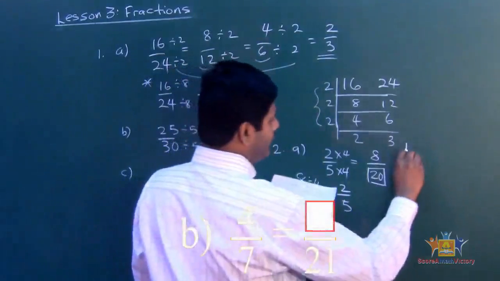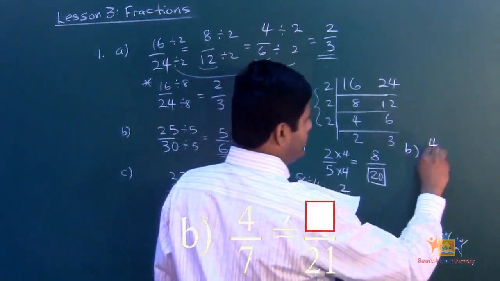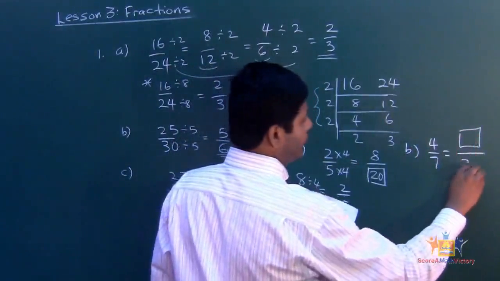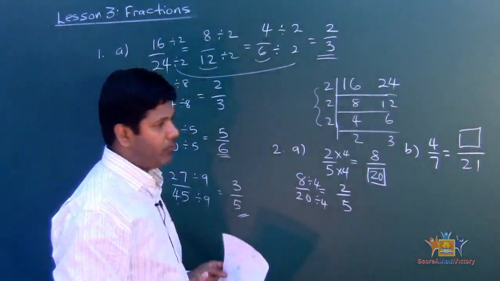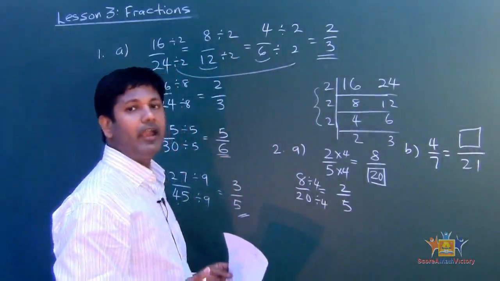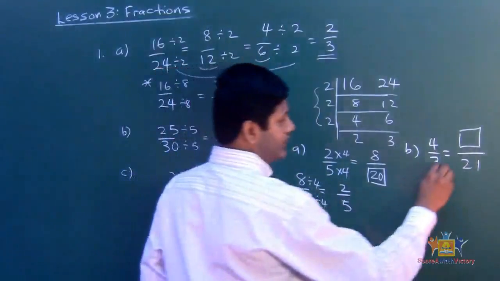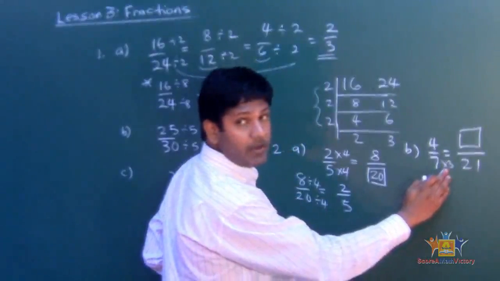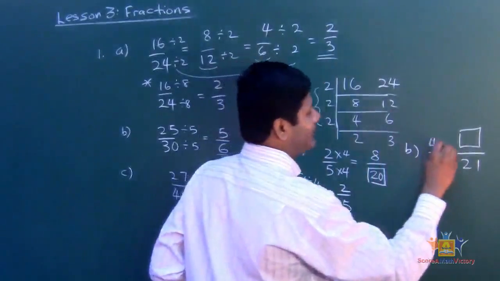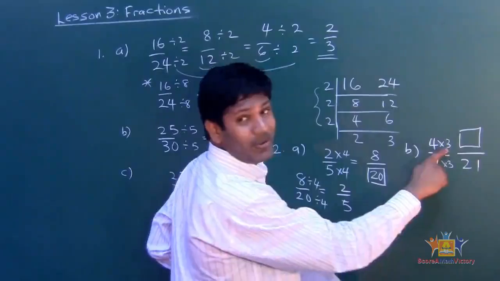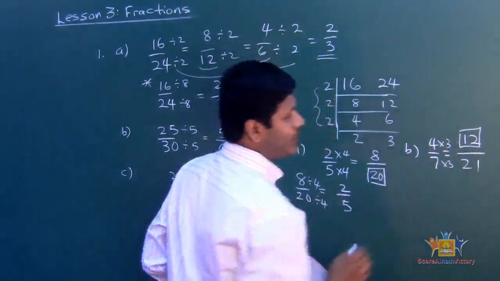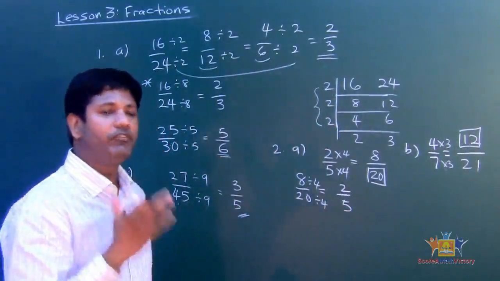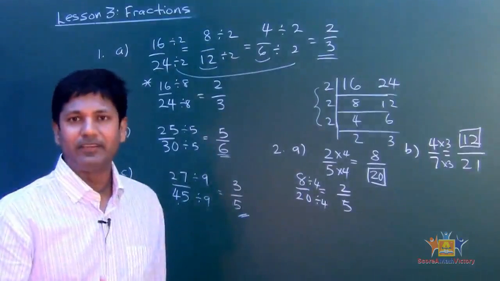Let's look at B. Now B, you're given 4 over 7 equals a box over 21. How do I go from 7 to 21? Exactly, I multiply by 3. 3 times 7 is 21. Now, if I multiply the denominator by 3, what do I do to the numerator? Also multiply by 3. So 4 times 3 is 12. So the missing number in that box would be 12. So 12 over 21 is the equivalent fraction to 4 over 7.